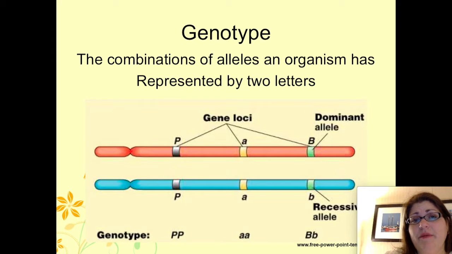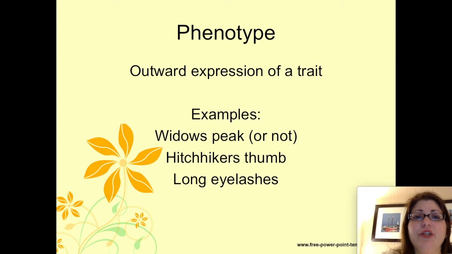The genotype represents what alleles you possess in your DNA. That's not always the same as what alleles you express. And so what traits you express is called the phenotype, or the outward expression of a trait. So for example, do you have a widow's peak or don't you? You can say you have big P, little p, but what does that mean? Do you have one or don't you?